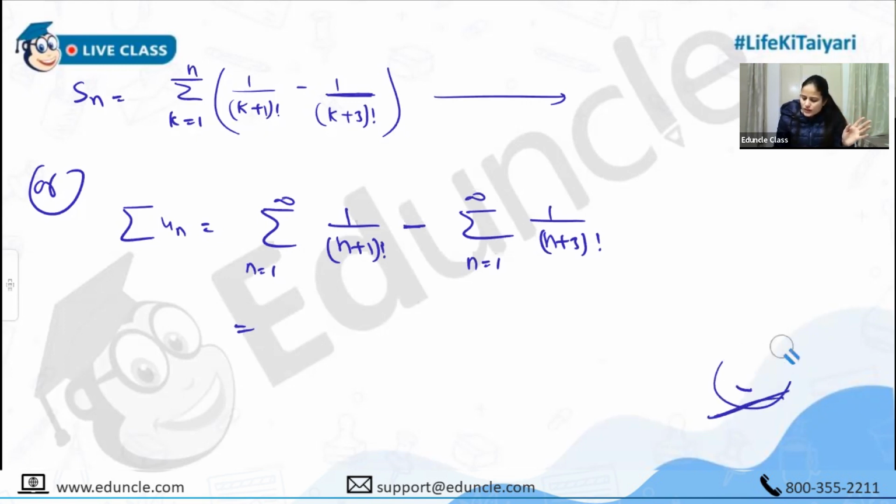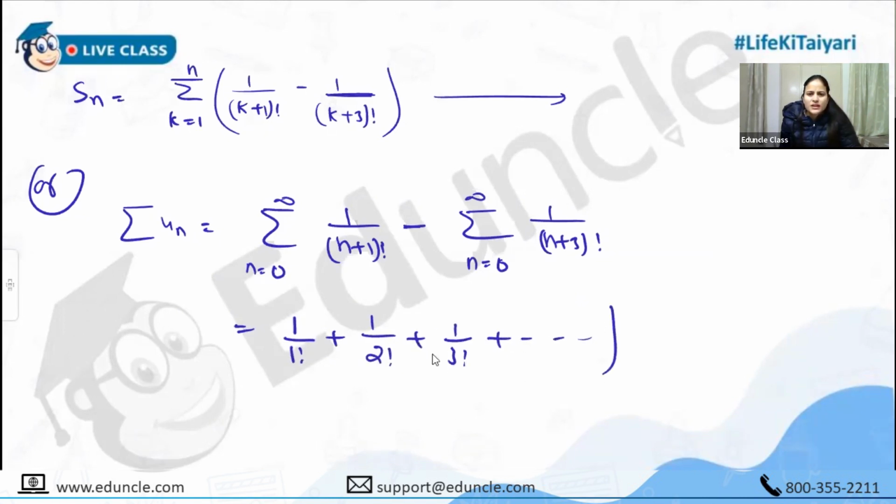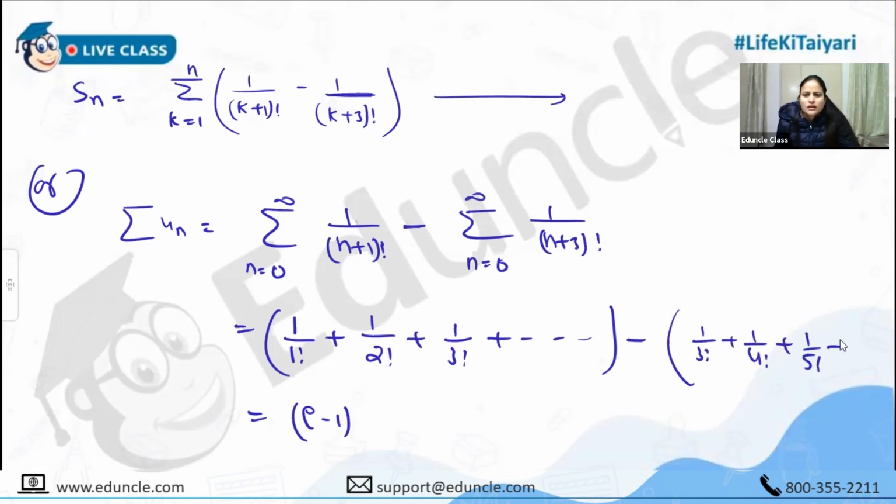करेक्ट ना? So we can use this also, and n runs from 0 to infinity. So look at it. When I put here n equal to 0, I'll have 1 upon 1 factorial. Then n equal to 1, I'll get 1 upon 2 factorial, then 1 upon 3 factorial, and so on. Correct है? So the first sum is nothing but e minus 1. ठीक बात है. Okay. Then what about the second one? When you open it, तो n equal to 0 put करने पर 1 upon 3 factorial, फिर 1 upon 4 factorial, फिर 1 upon 5 factorial, and so on.